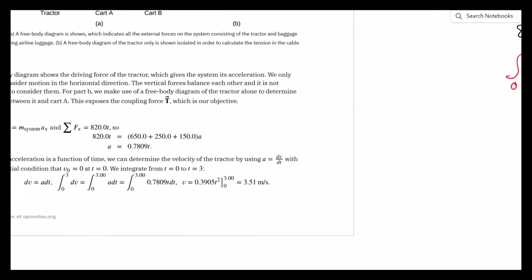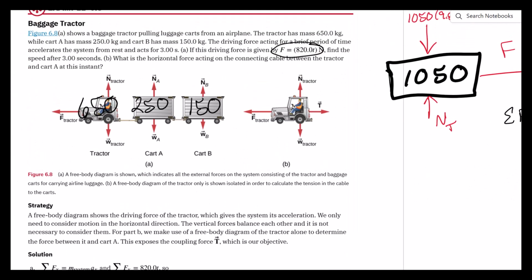3.51, was that the answer? Yeah, okay, awesome. And then there's another question. What is the horizontal force between the cable and cart A?